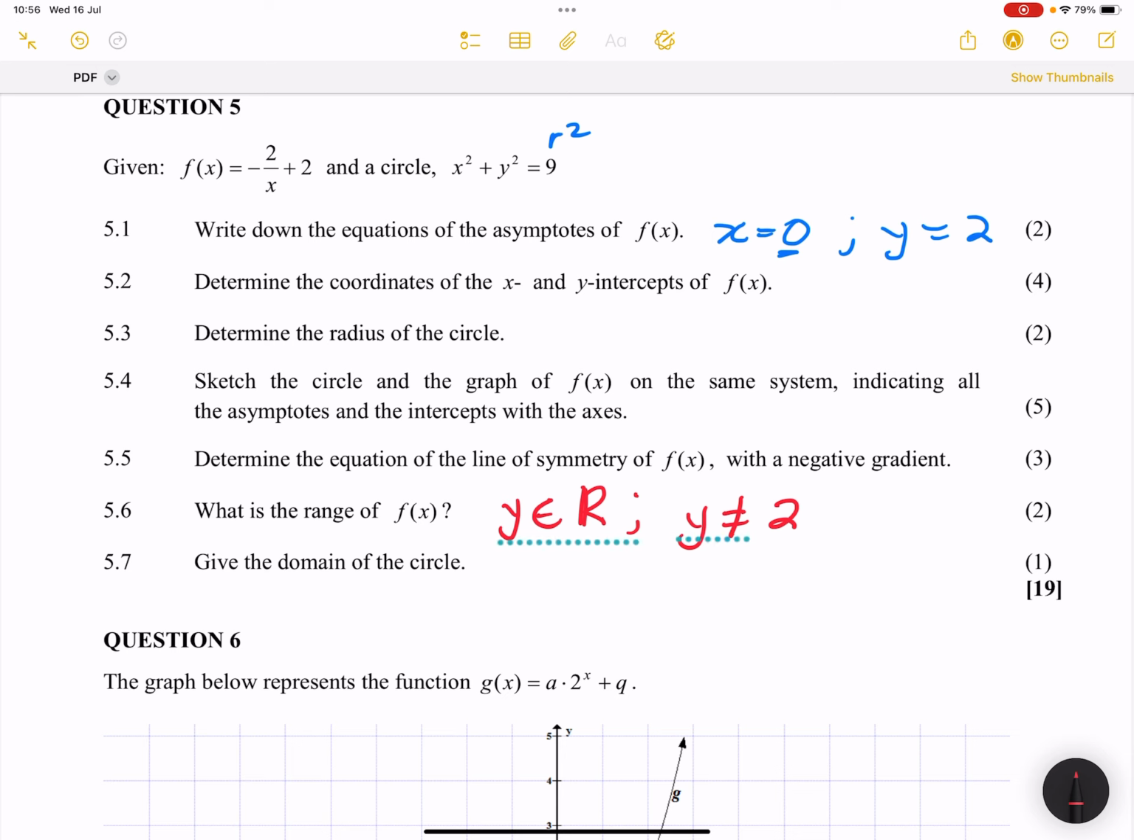Then finally, they say give the domain of the circle. So remember that the domain is where your circle exists. In this case, our circle starts from negative 3 to 3. So x will be an element of negative 3 to 3. That's the minimum and the highest value of x for your circle.